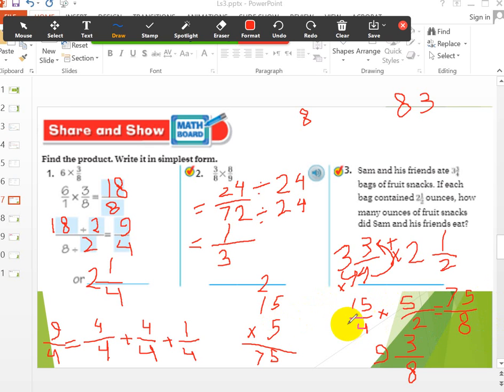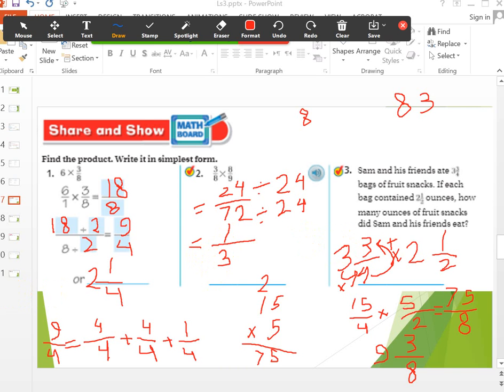How will I find 15? I will find 15 from here: 3 multiplied by 4 plus 3. 3 multiplied by 4 equals 12, plus 3, 12 plus 3 equals 15. You can use long division, it's up to you, but I want to give you any way to find the simplest form. You can use long division, or you can use mental math to find the number in the simplest form.